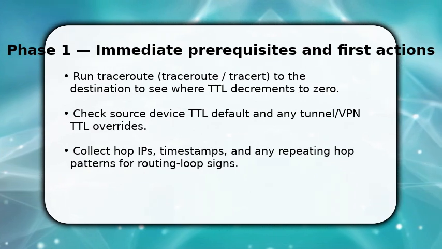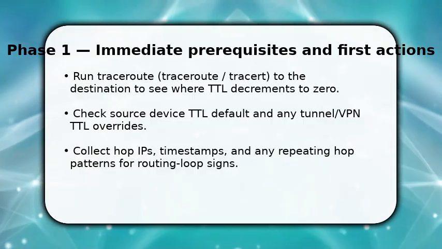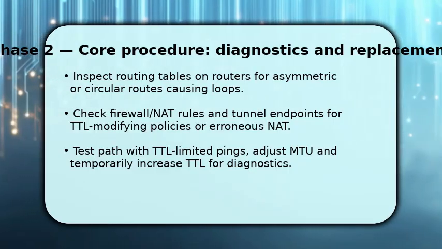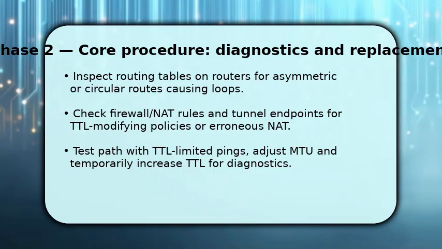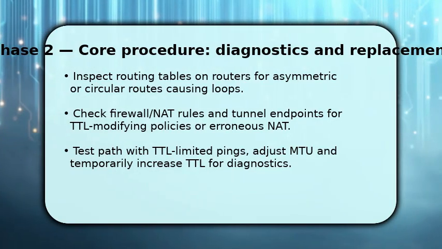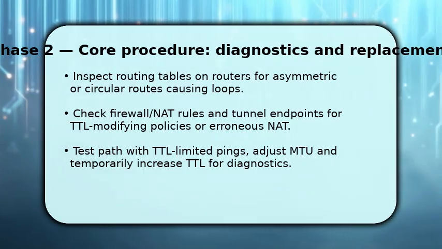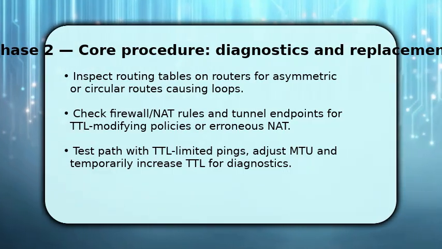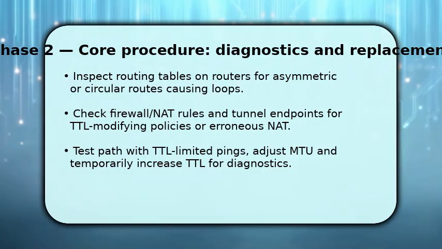Now you dig into the middle. Log into the routers along the failed hop and inspect routing tables. Look for routes that point back to each other, static prefixes that override dynamic paths, or missing next hops. Check firewall and NAT rules that might rewrite TTL or forward incorrectly, and verify tunnel endpoints like GRE/IPsec do not clamp TTL. For diagnostics, send pings with varying TTL values and finish by implementing the corrective action you identified.